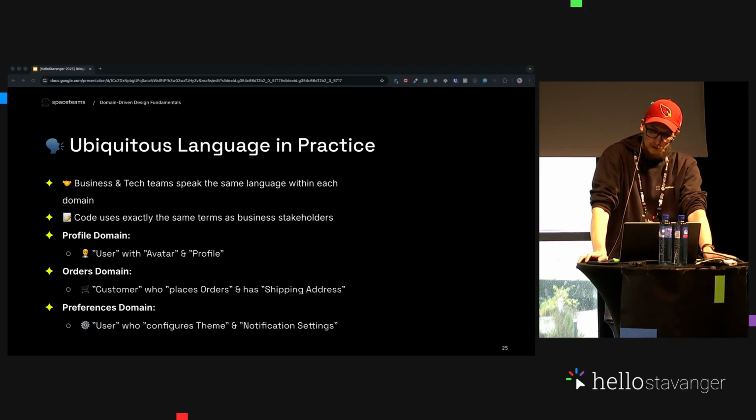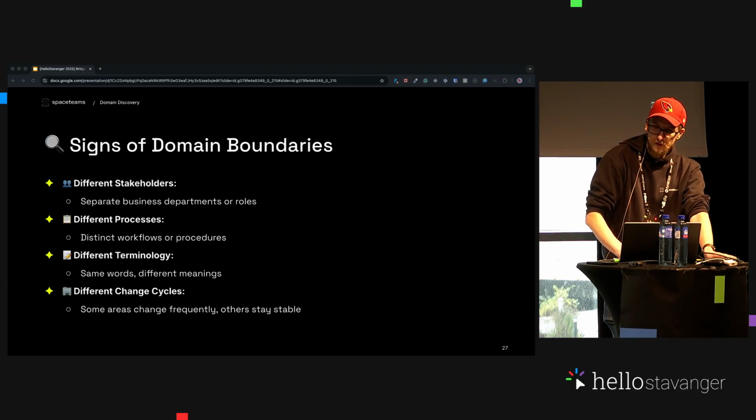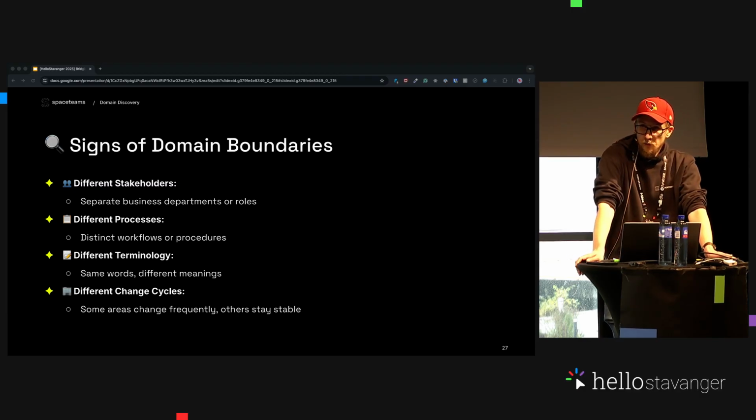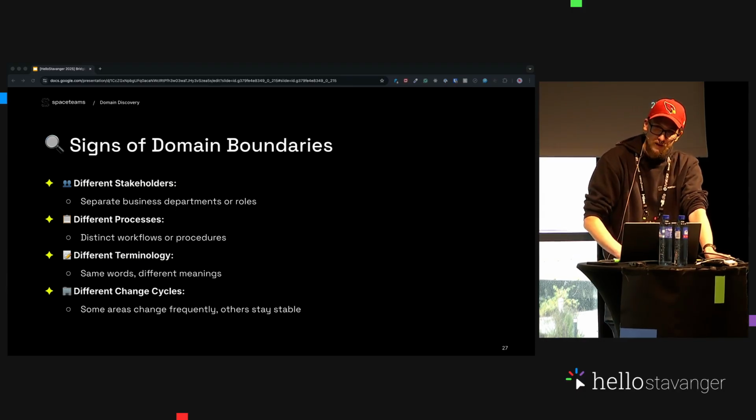So now, let's discover how to identify these boundaries. How would we have identified the profile, orders and preferences boundaries in our dashboard example? Well, here are the practical signs to look out for. For one, different stakeholders.